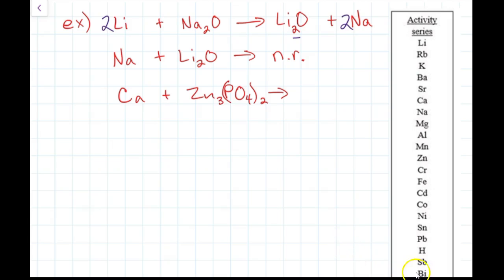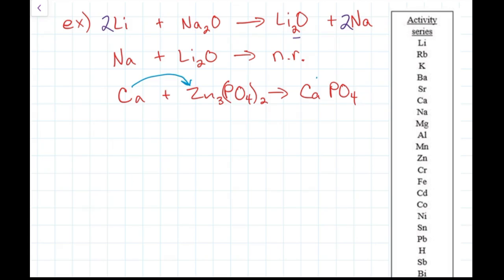Okay, so you should have predicted that this will happen because calcium is up here, zinc is a little ways down, so calcium will be able to replace zinc. So calcium is going to come in here and replace zinc, and that's going to result in calcium now being paired up with phosphate. Now remember, don't automatically bring over the subscripts. So don't automatically bring over this 2. We have to look at the charges on calcium and phosphate before we can decide what the subscripts will be.